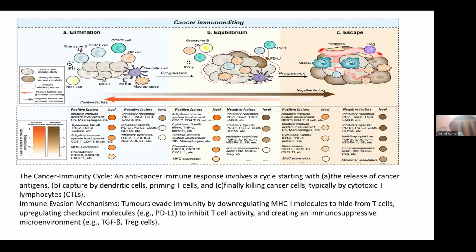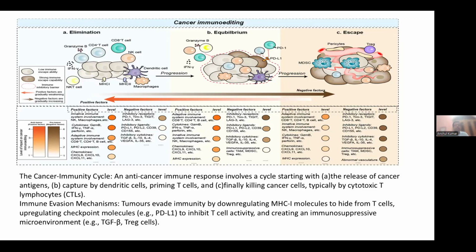And this is the cancer immunity cycle, whereby an anti-cancer immune response involves a cycle starting with the release of cancer antigens captured by dendritic cells, priming T cells, and finally killing cancer cells, typically by cytotoxic T lymphocytes. In the immune evasion mechanism, the tumors evade immunity by down-regulating MHC-I molecules to hide from T cells, upregulating checkpoint molecules to inhibit T cell activity, and creating an immunosuppressive microenvironment.